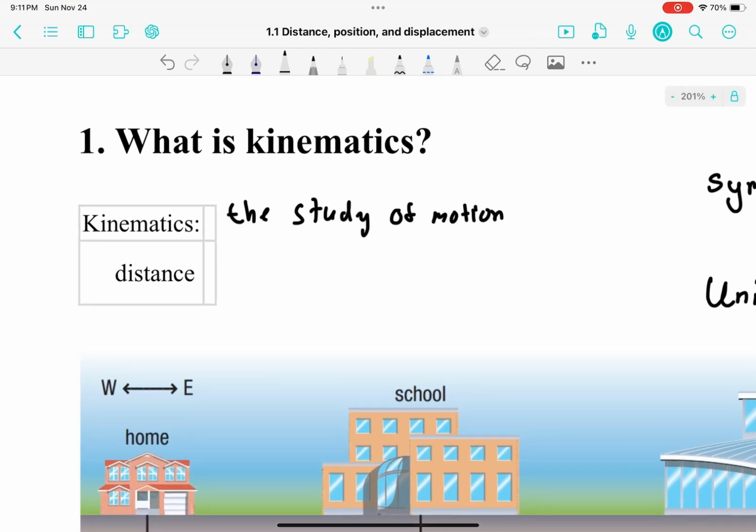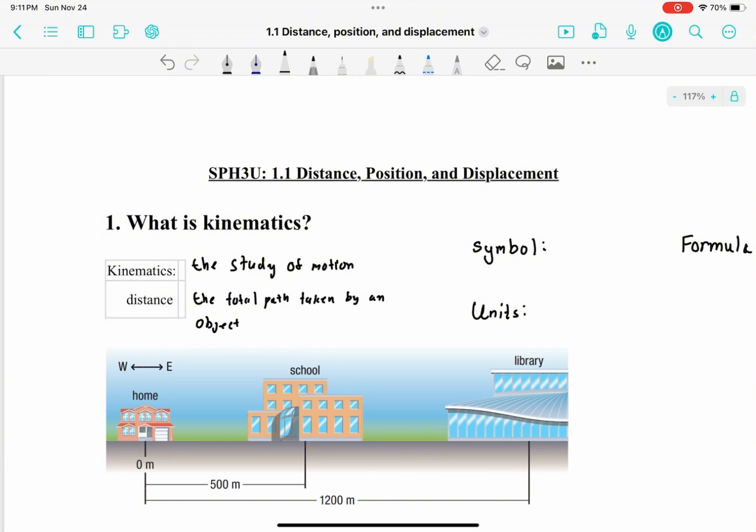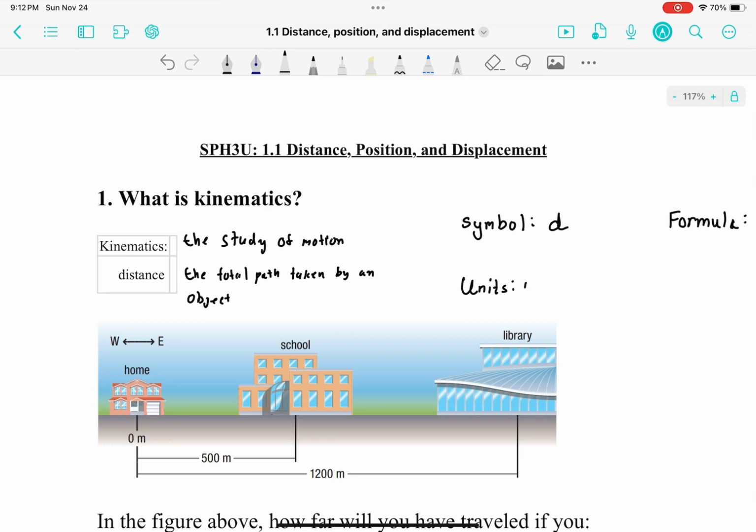We have to understand what distance is. Distance is the total path taken by an object. A symbol that we typically use is just going to be AD. And units we can measure in meters, kilometers, centimeters, etc.